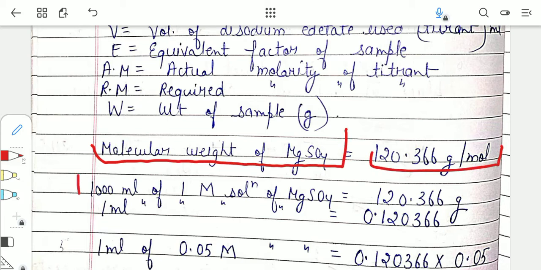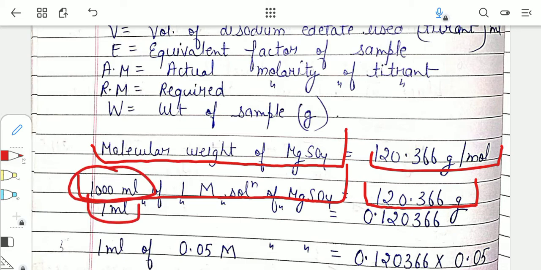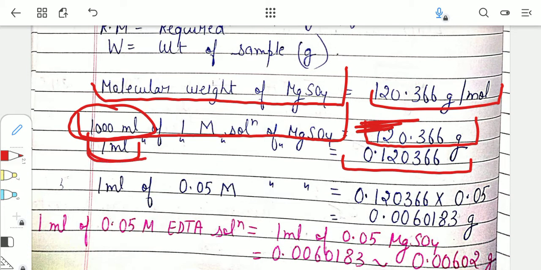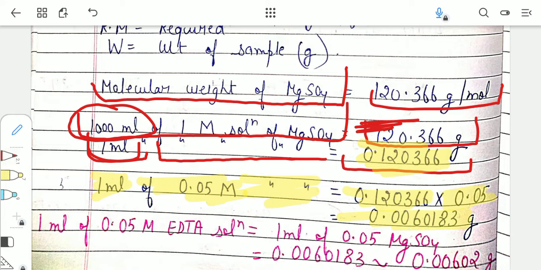So it means that in 1000 ml of 1 molar solution of magnesium sulfate, it has these many grams of magnesium sulfate. So instead of 1000 ml, if we need 1 ml solution, we will divide this term by 1000. So this is the value which we get, which means that 1 ml of 1 molar solution of magnesium sulfate has these many grams of magnesium sulfate. So 1 ml of 0.05 molar magnesium sulfate is equal to this value into 0.05, this many grams. We have done 0.05 molar because the standardized EDTA solution which we use in this titration has strength 0.05 molar. This we have done in the video for the calcium gluconate.